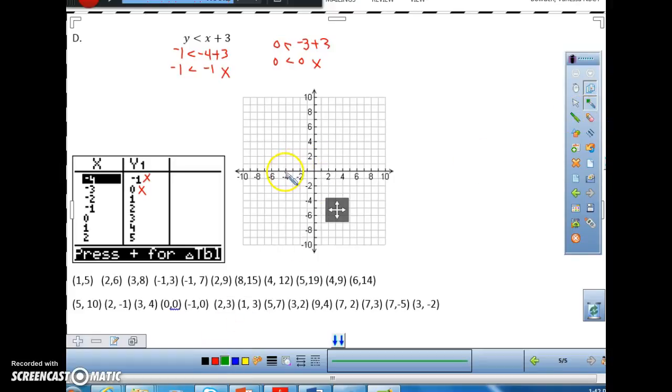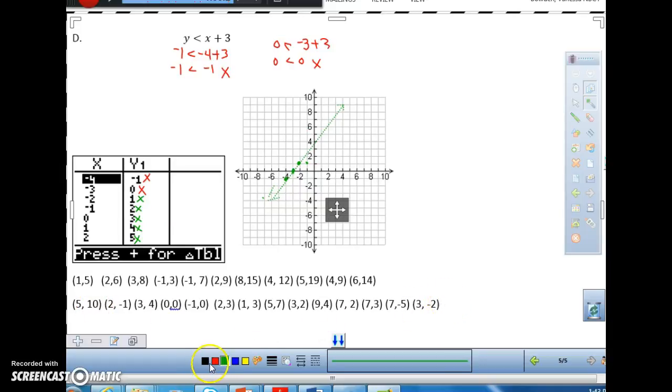So at -4, -1. Which points do make it true? None of these do, so we dot that in. We looked at the list below. Which ones are going to make it true?